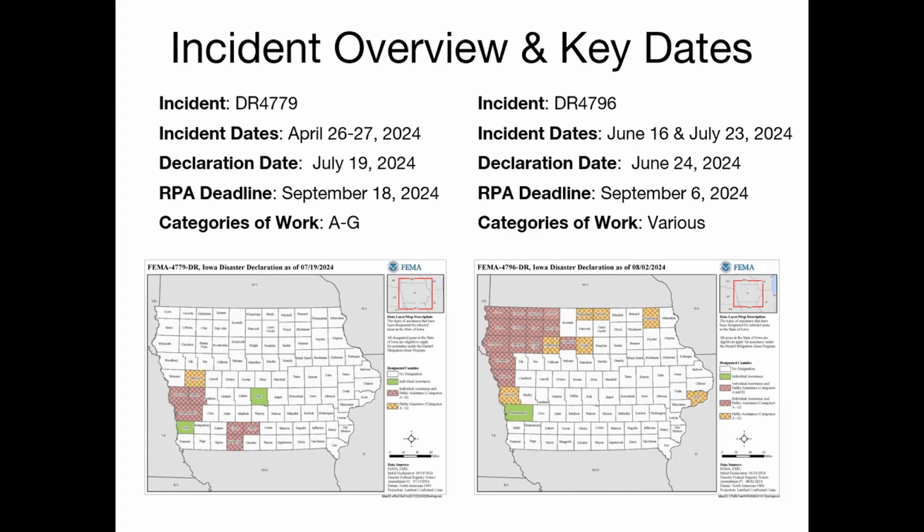The deadline to submit for disaster 4779 is August 18th, and the deadline to submit for 4796 is September 9th. If you've been affected by both of these events, you do need to submit 2 requests for public assistance, 1 for each event. You can find the declarations on the public assistance page on our website or on FEMA's website by going to fema.gov/disaster and searching for Iowa. For those counties that are being added on for 4796, that information is still being updated on FEMA's website, but you can go ahead and request for public assistance on our website.